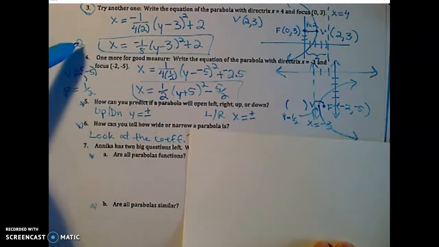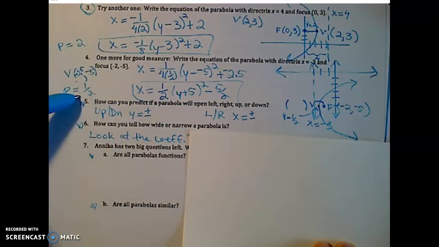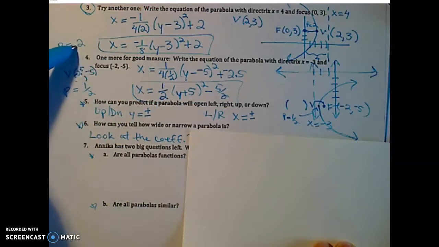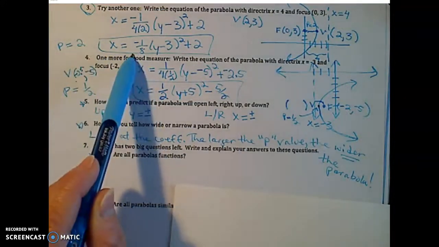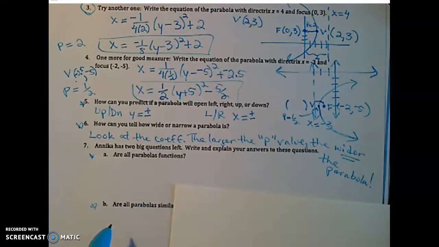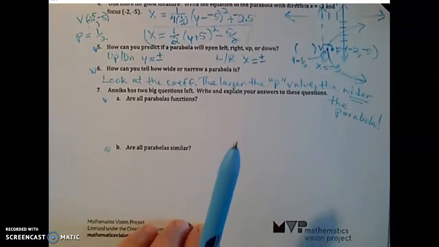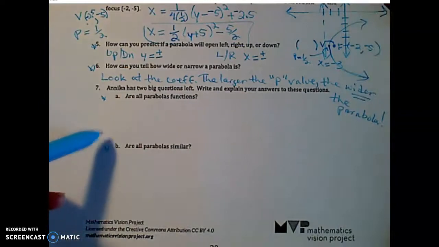How does that relate to the p value? For a wider parabola, how does that relate to the p value? I say the larger the p value, the wider the parabola will be. And finally, for our up, down, left, right parabolas, can you answer question number 7?